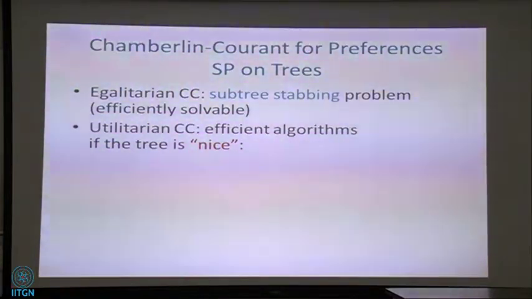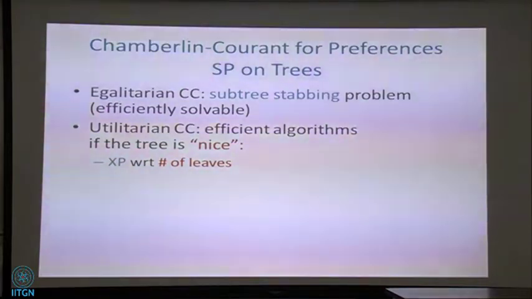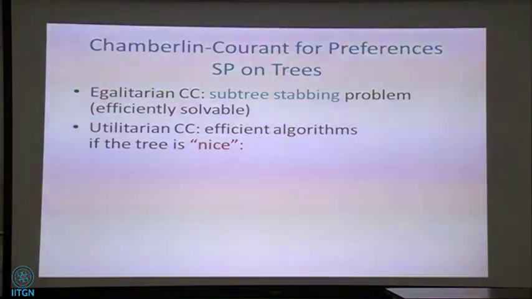So remember, preferences single peaked on a tree include preferences single peaked on a star. And preferences single peaked on a star are MS. Okay, so let me take that back. What I said is correct, but for Chamberlain Courant, actually stars work nicely. So anyway, for Chamberlain Courant, we don't have an algorithm that works for all trees, but we have algorithms that work for nice trees.